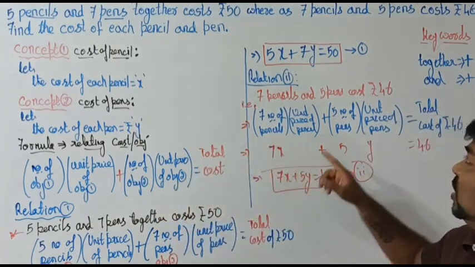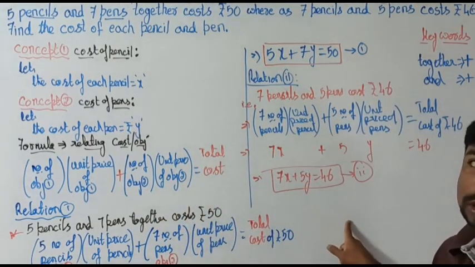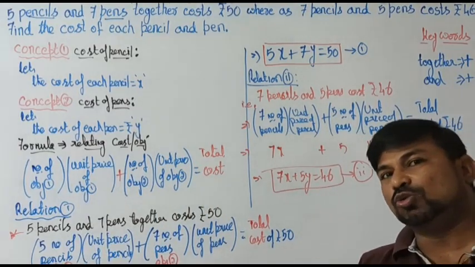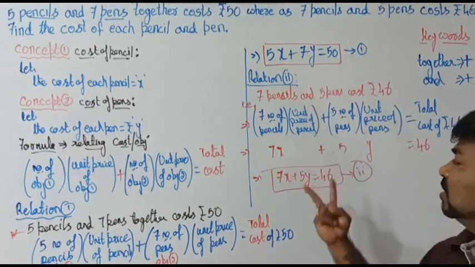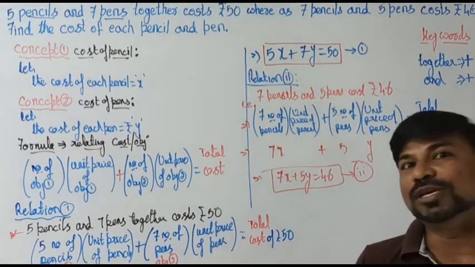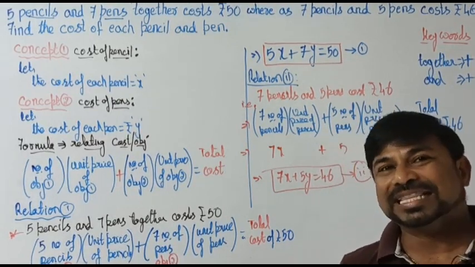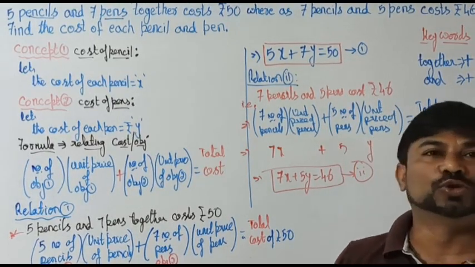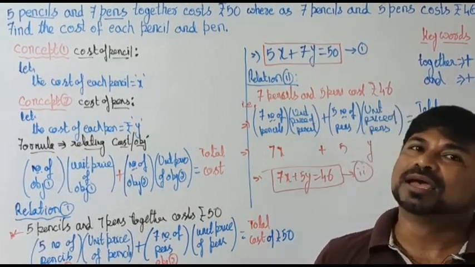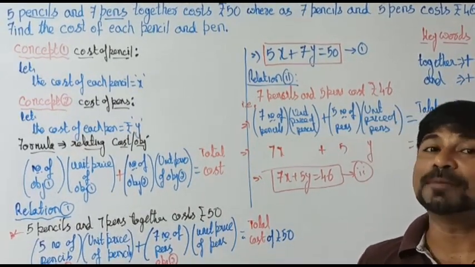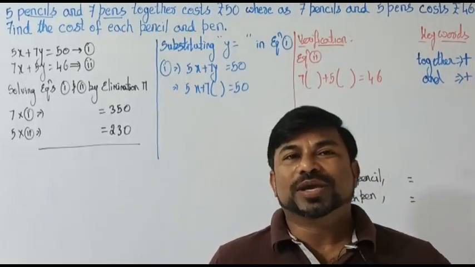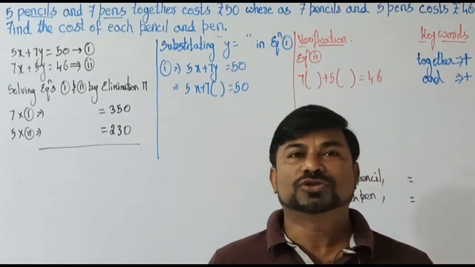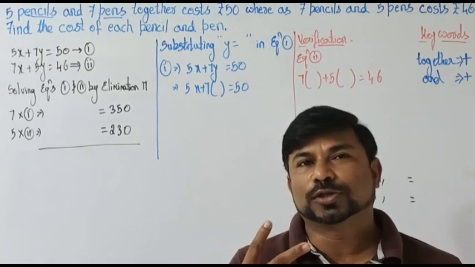Now we have two equations, equation 1 and equation 2. After getting two equations and two variables, we are supposed to solve the two equations so that we can get the unit price of the two objects, the first one is pencil and the second one is pen. We are supposed to solve the two equations so that we can get the values of the two unknowns.